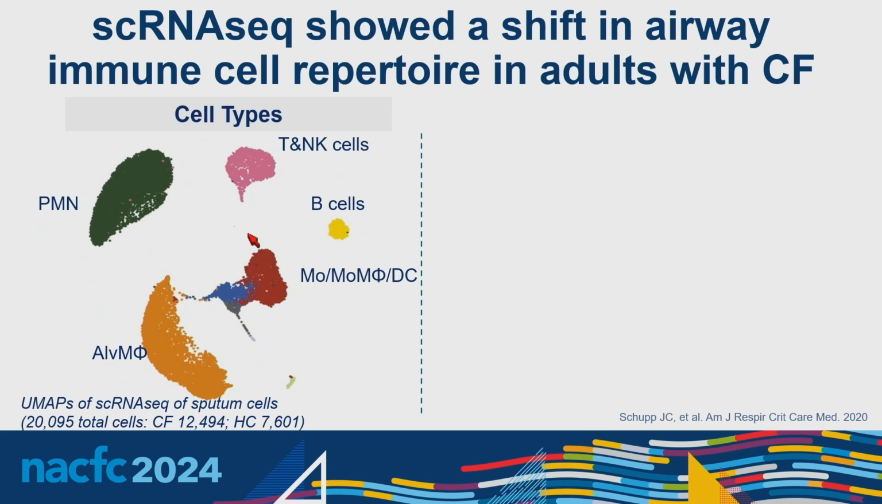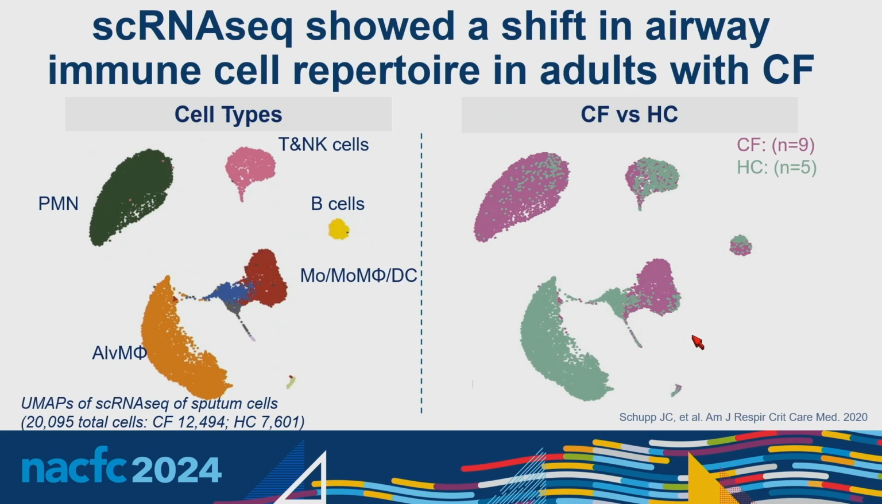So in UMAP, each dot represents a single cell. What happens? The cells sharing a similar expression profile come closer and create clusters. They are labeled based on known gene markers, and they are color-coded based on cell types. In this study, they identified 7 distinct immune cell populations present in the adult cohort, including alveolar macrophages, neutrophils, T cells, natural killers, B cells, monocytes, monocytic macrophages, as well as dendritic cells.